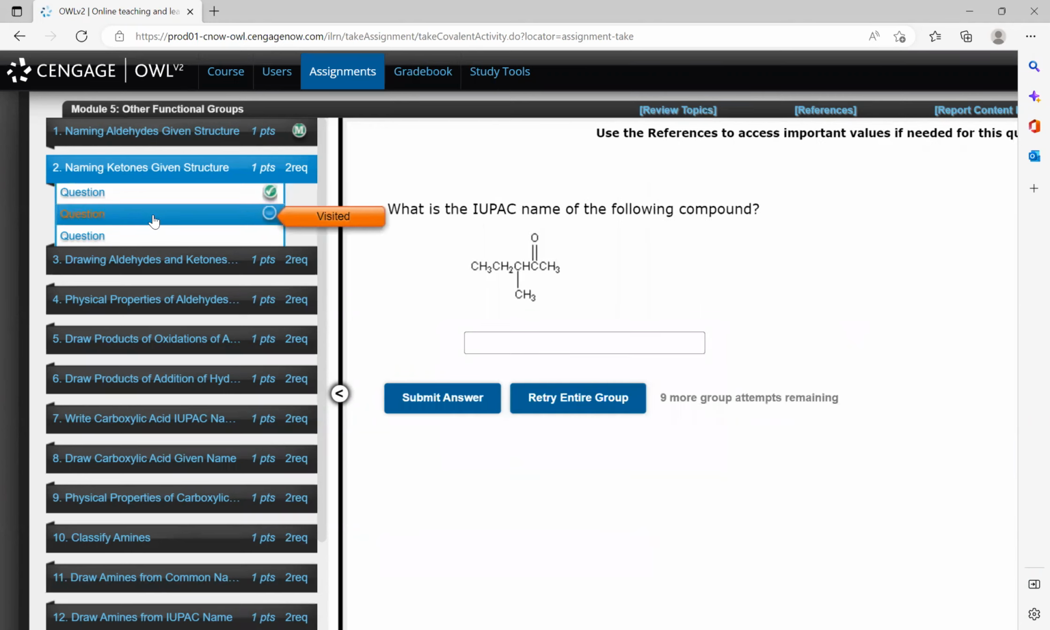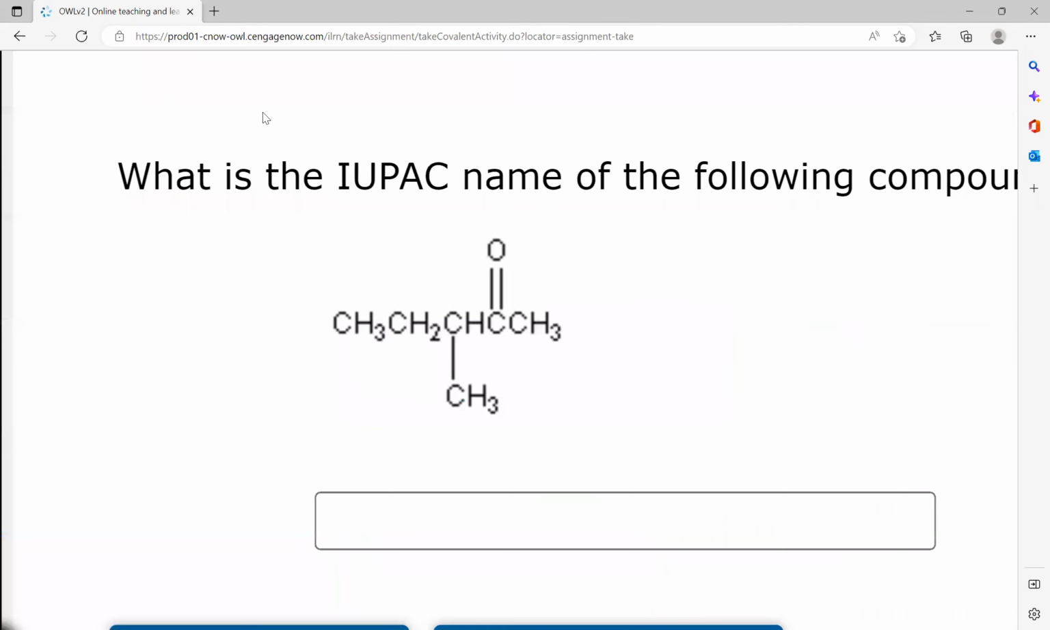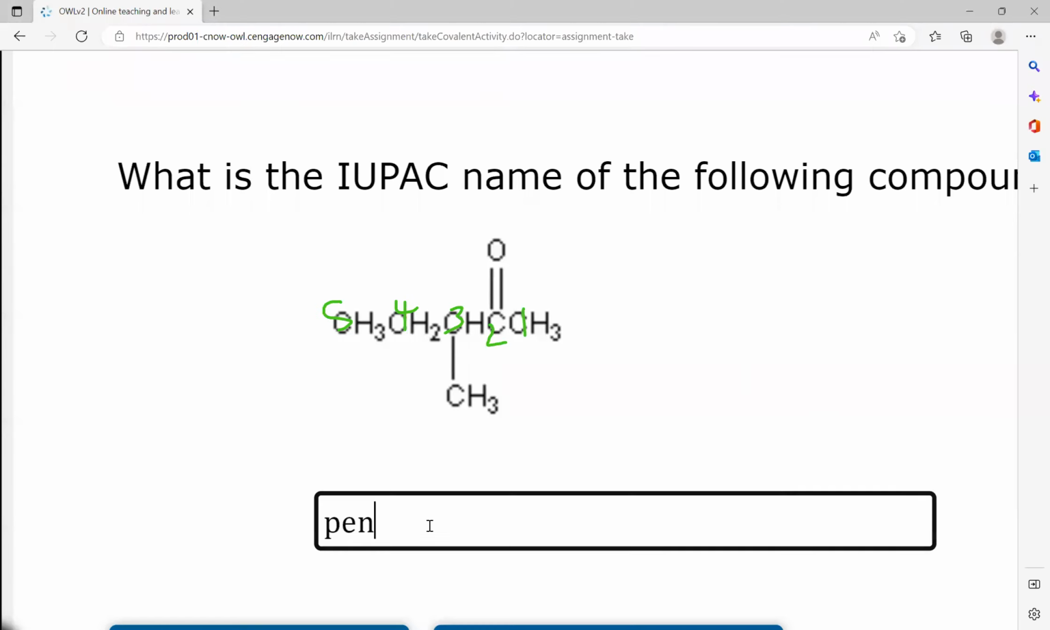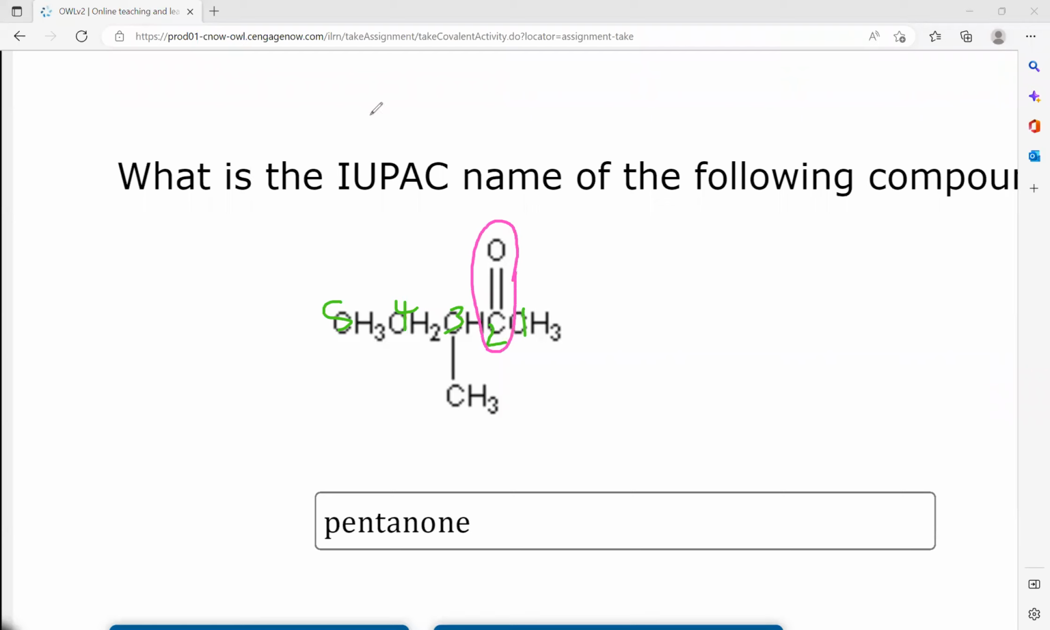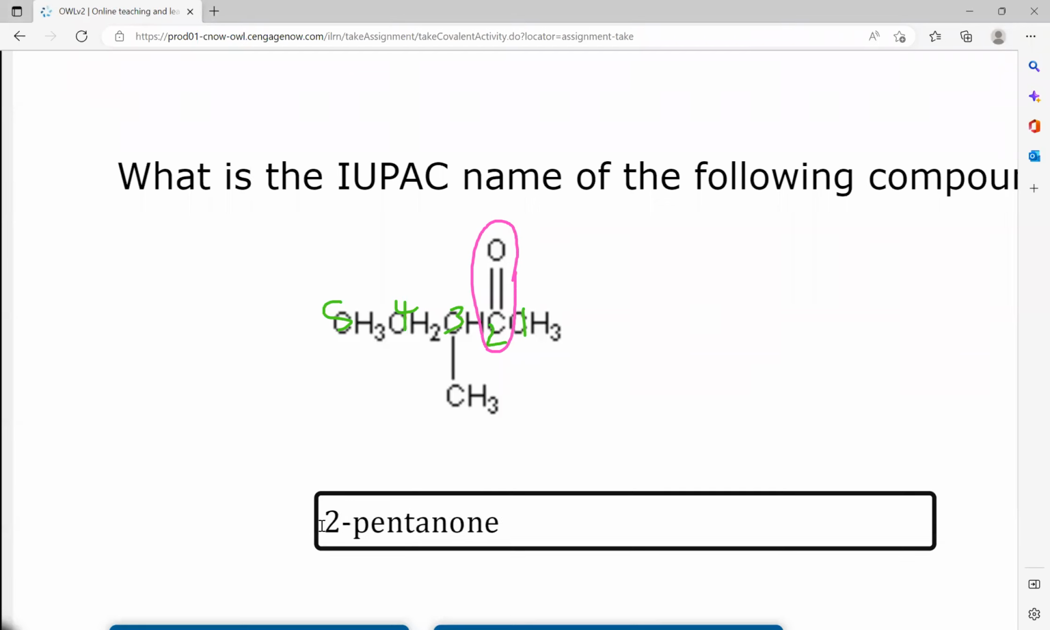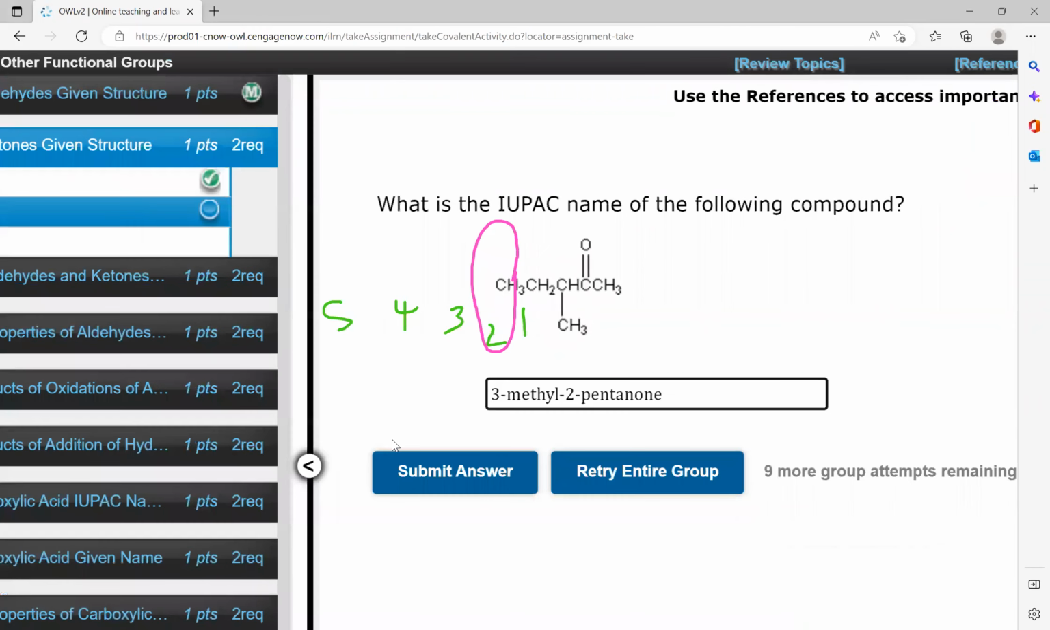All right, same thing here. We're going to have to write that we have 1, 2, 3, 4, 5. Longest chain is going to be penta. And then again, because it's going to be a ketone, we write "-one". Now we want to write where that carbonyl group is, this guy here, because it's not on the 1. So we want to make sure that we write 2-pentanone. But then we also have this methyl group to account for on the 3rd carbon. So we're going to write 3-methyl-2-pentanone.